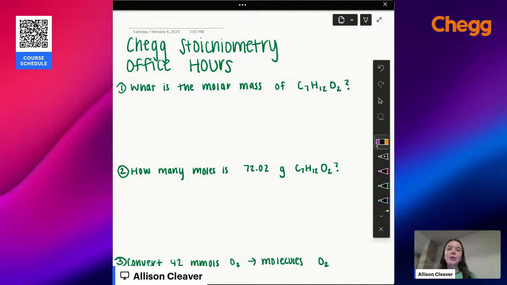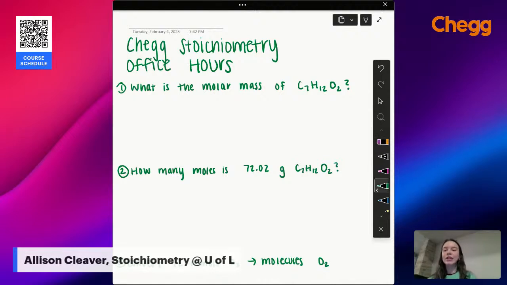All right, so we are going to start out with molar mass. Molar mass is a really important concept of chemistry. It tells us how to get from grams to moles of all types of different substances. So we are going to start by finding the molar mass of C7H12O2. I don't know the chemical name for this, but if you do, good job. You can put it in the chat if you know it.